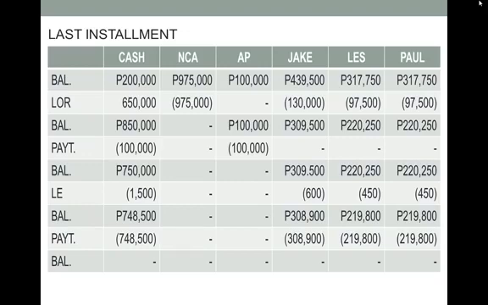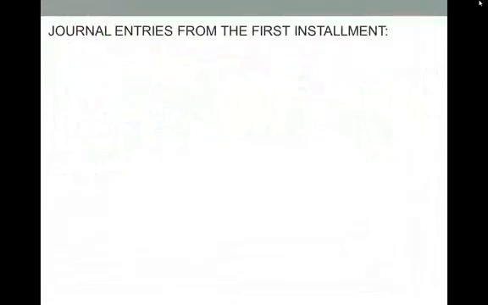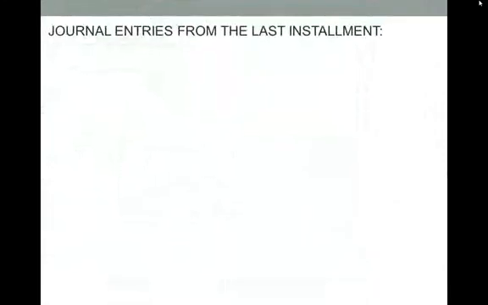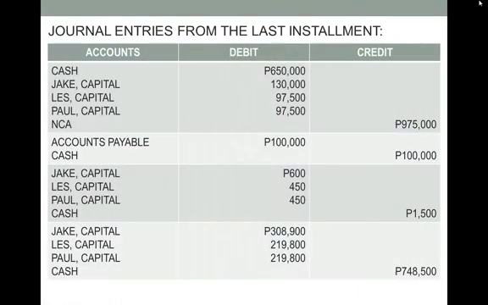Now, let's proceed to journal entries of this installment liquidation. This is the journal entries from the first installment. Next, this is the journal entries from the last installment.